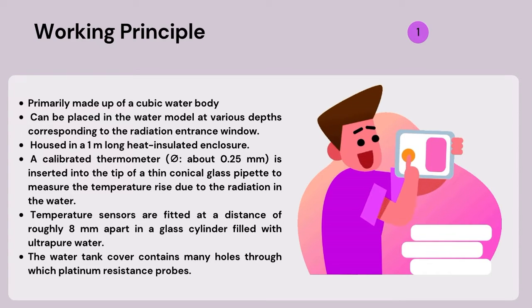Two of these temperature sensors are fitted at a distance of roughly 8 millimeters apart in a glass cylinder filled with ultra-pure water, with 95 millimeters in diameter and a height of 41 millimeters, while the wall thicknesses are 0.7 millimeters and 2.5 millimeters. The detector is mounted on the water-filled phantom of the calorimeter using a methacrylate frame at the proper measurement depth so that the incoming radiation is parallel to the cylinder's axis.